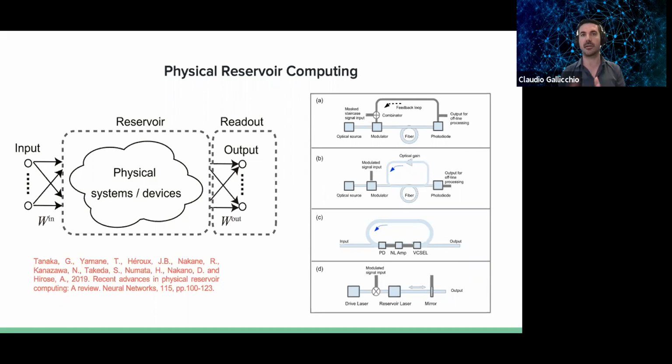Okay, so there are a lot of works in literature that try to study and to implement in photonic hardware the concepts of reservoir computing that I tried to mention briefly. So you can have a look at this interesting overview paper that gives you a survey of physically implementable reservoir computing algorithms.